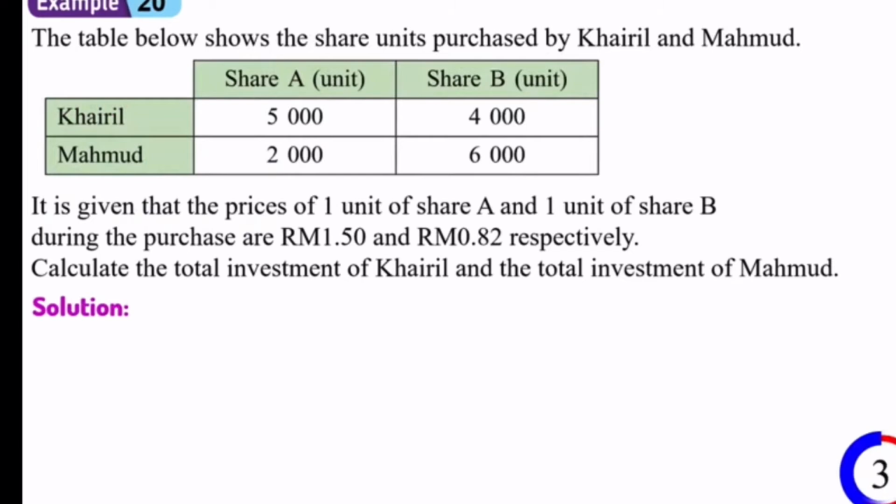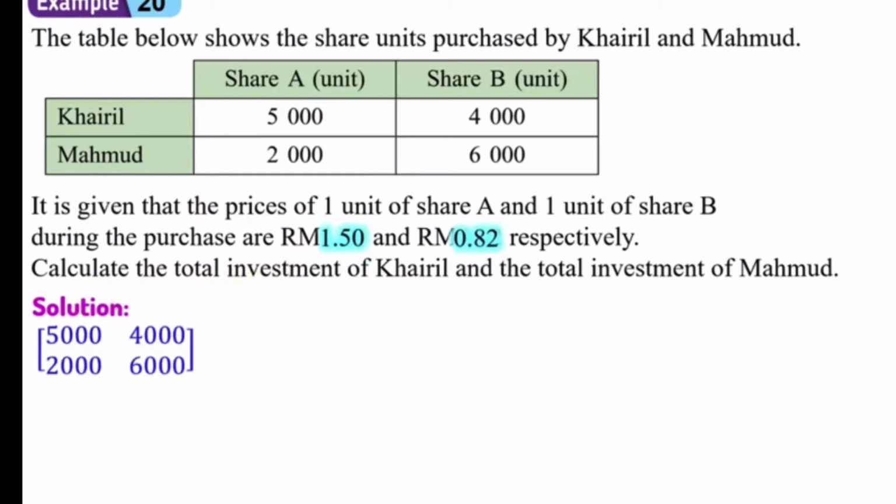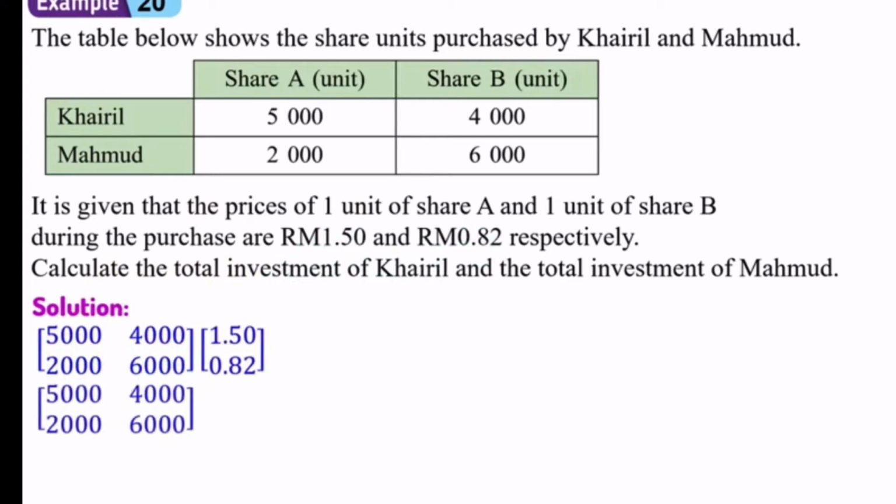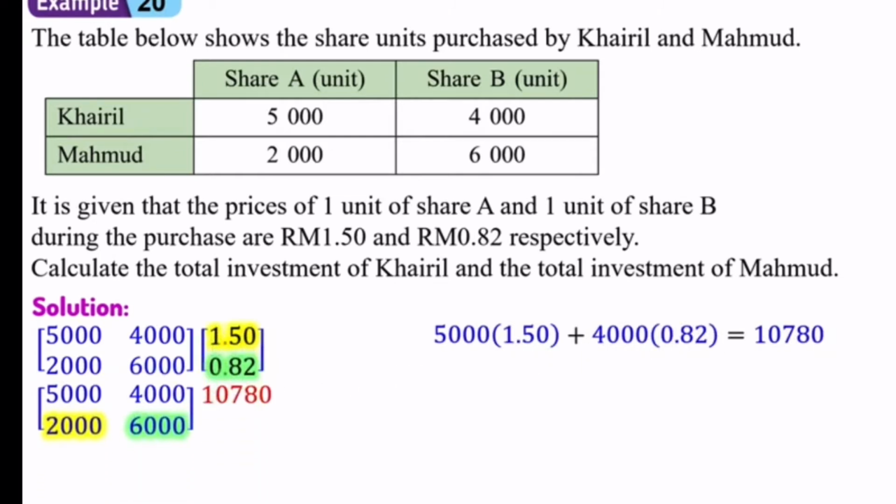The table below shows the share units purchased by Kari and Mahmoud. So you can see Kari shares A 5,000 units, share B is 4,000, and Mahmoud is 2,000 for share A and 6,000 for share B. So it is given that the price for one unit of share A and one unit of share B is different. 1 ringgit 50 cent for share A and 82 cent for share B. So we need to find the total investment for Kari and Mahmoud.